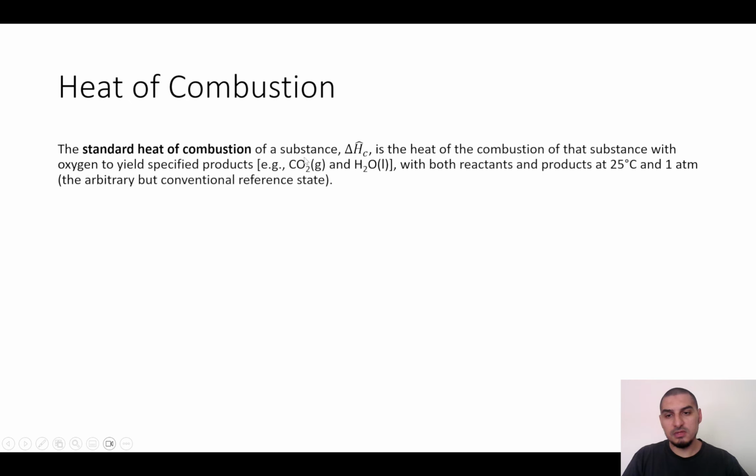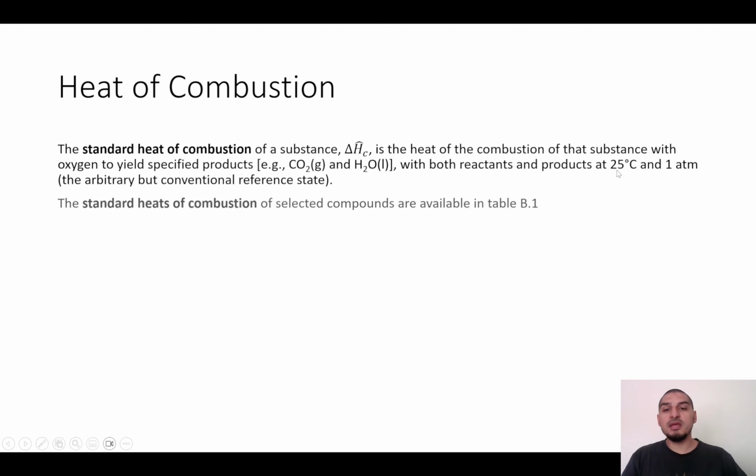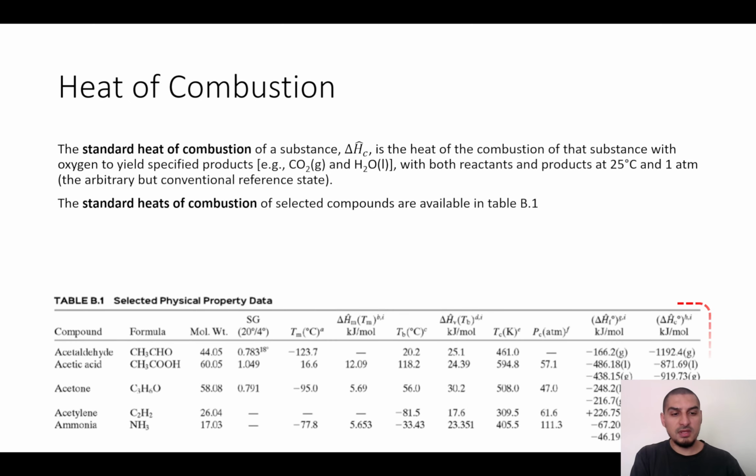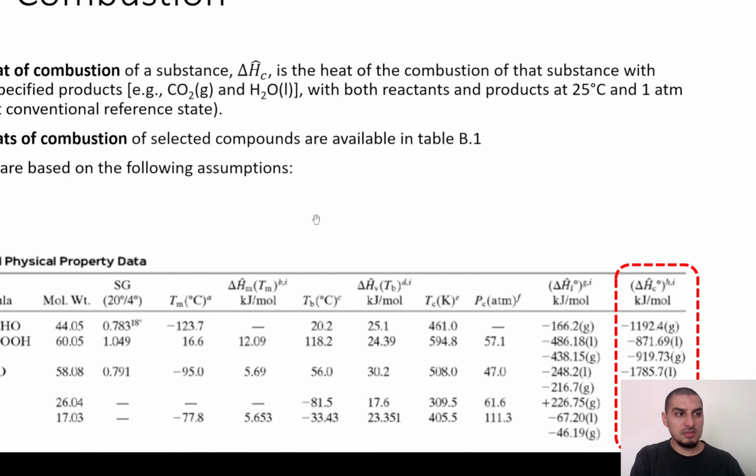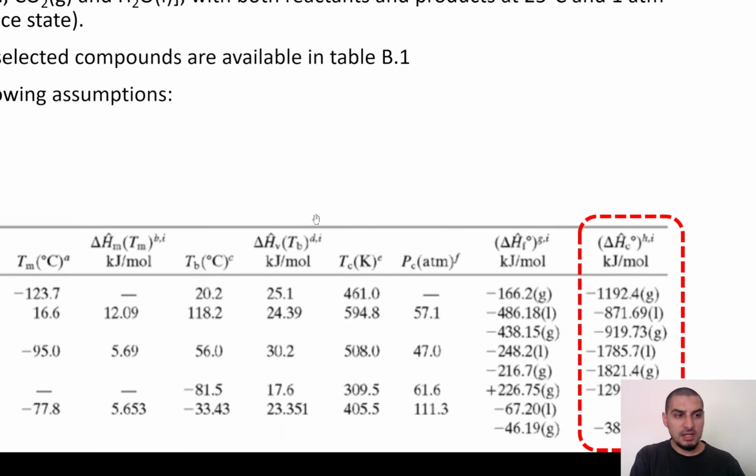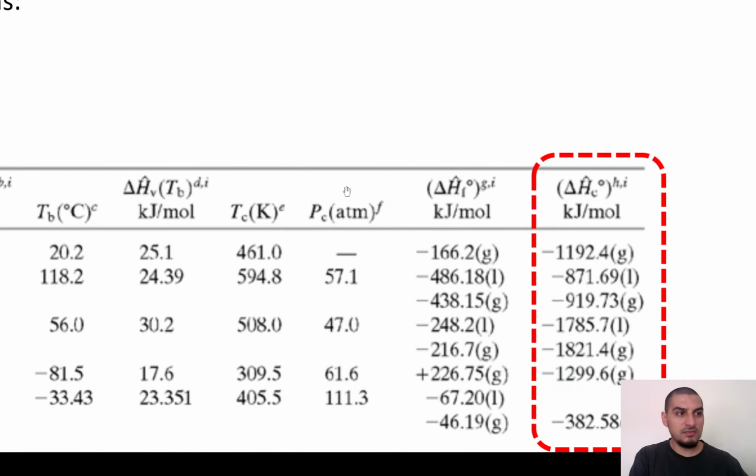And this is important because the standard heat of combustion is the same as the standard heat of formation. It is at 25 degrees Celsius and 1 atmosphere. And the heat that is produced from this reaction is called the heat of combustion. The heats of combustion are available in the same table B1. In this column, let me zoom in more. And as you see here in this column, we have the heat of combustion.